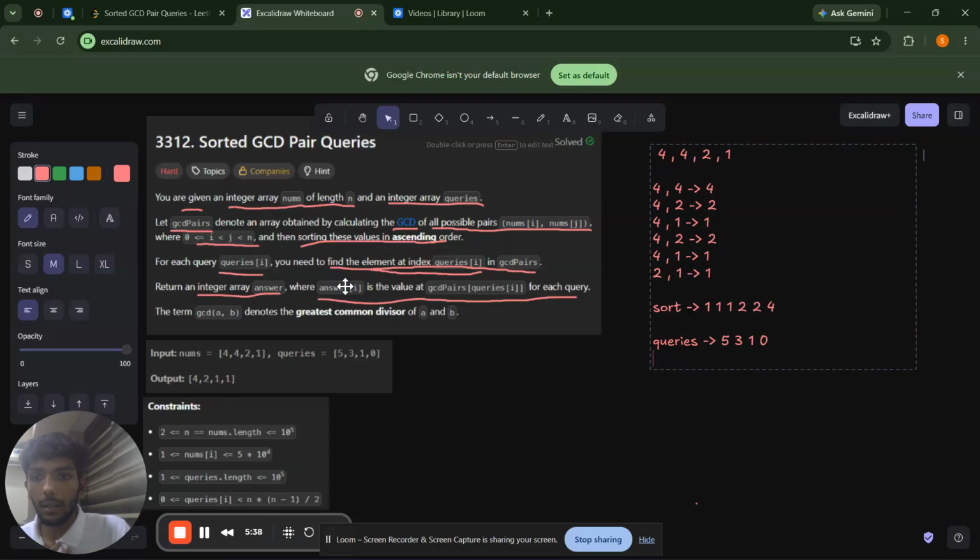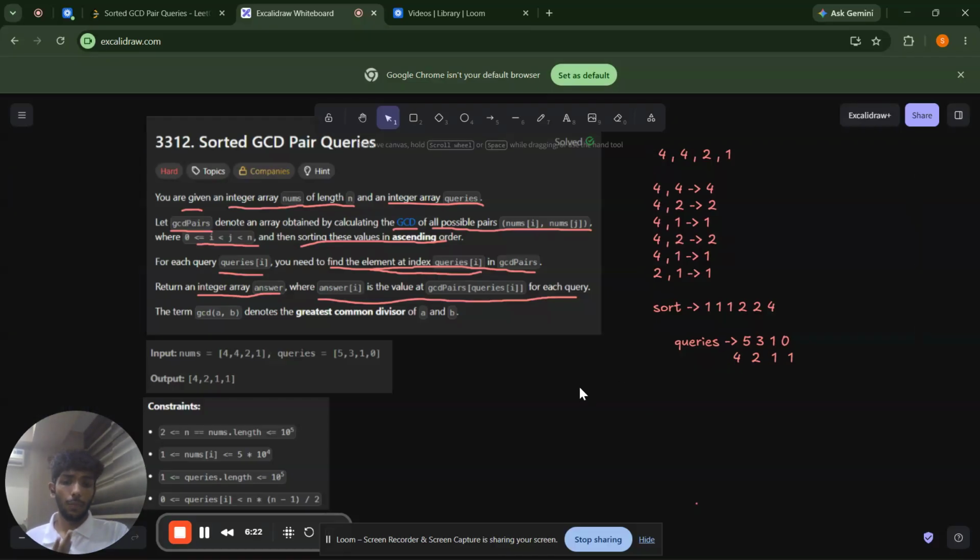Now what it asks is to find the element at index queries[i] in GCD pairs. So query 0 is 5, and at index 5 we need to find the element. In this case it will be 4. At index 3 we need to check here, which is 2. At index 1 we need to check here, which is 1. For index 0 we need to check here, which is 1. So this is our answer. We just need to return this.